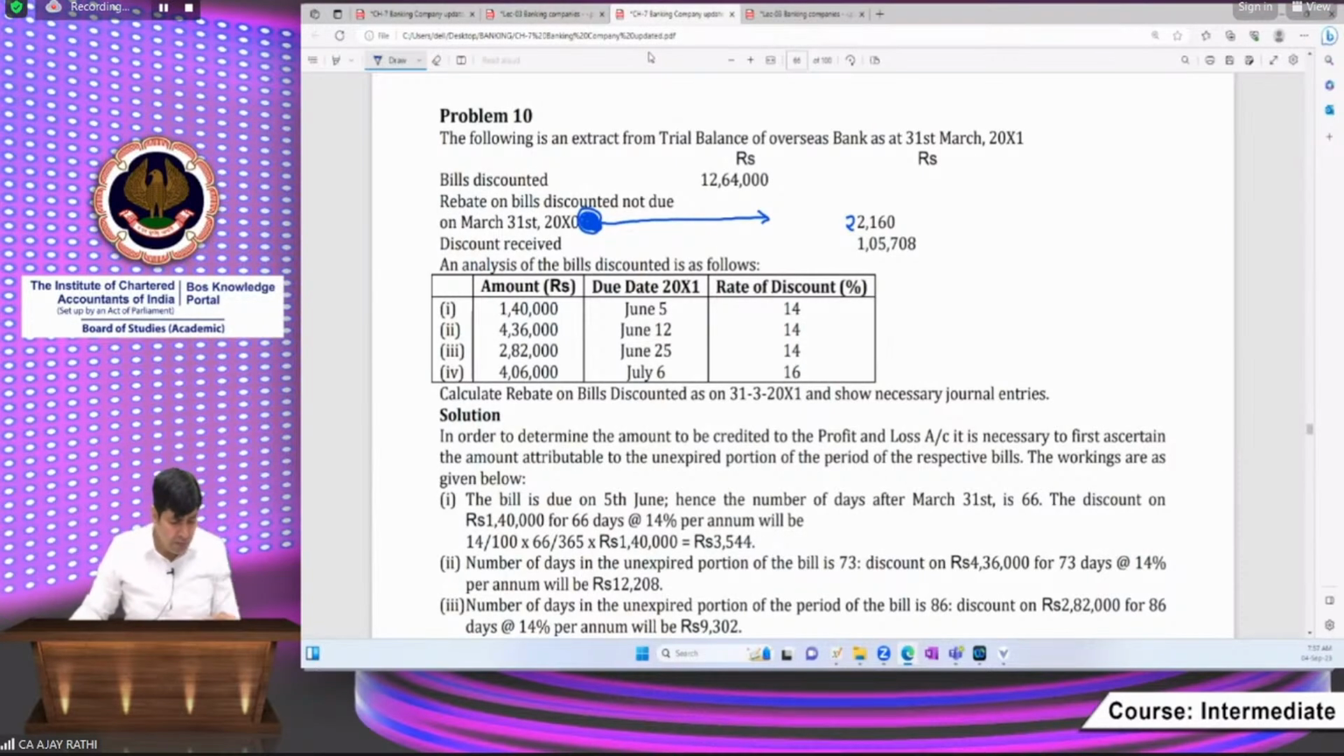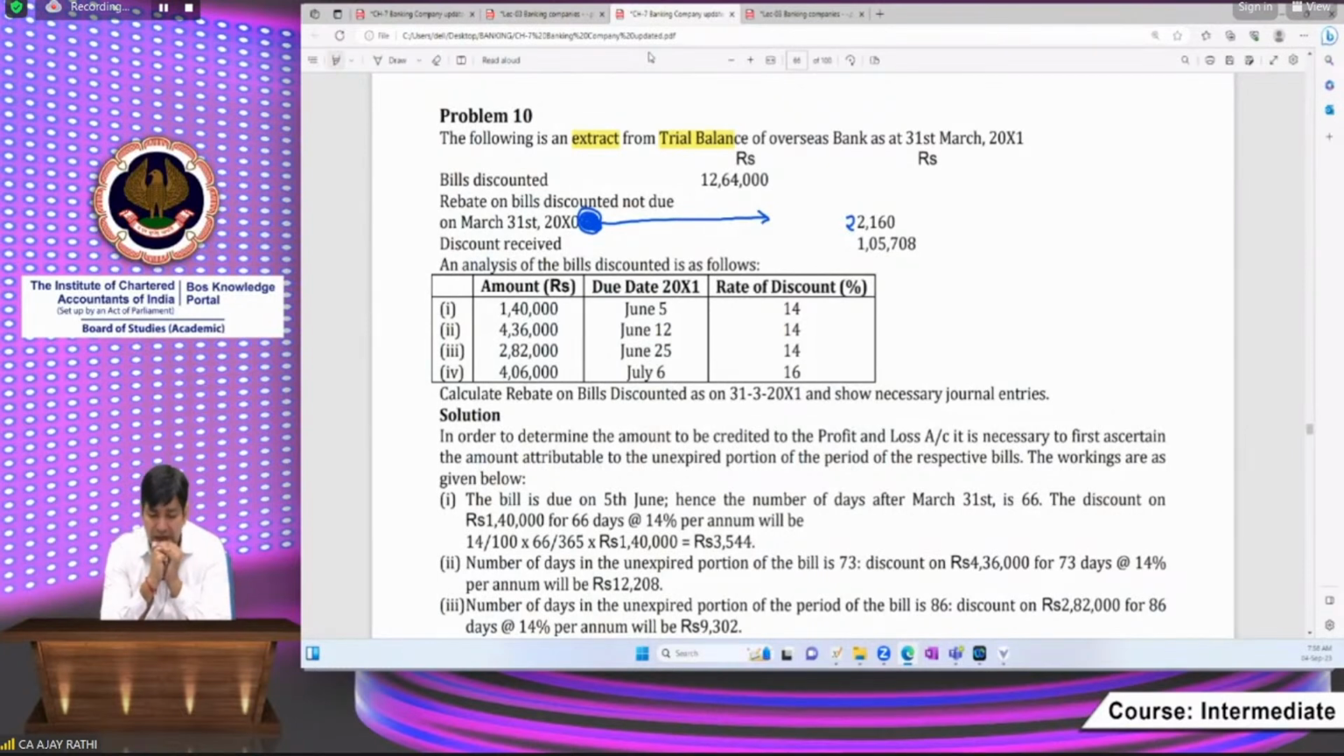So question number 10. The following is an extract from the trial balance of Overseas Bank. Beta, the trial balance has been given, so easy it is. And in the trial balance there is always some debit and credit, both are equal. The question has given you one more thing: it is not the full trial balance. It is the extract only, the relevant part which you need to practice with this topic only.